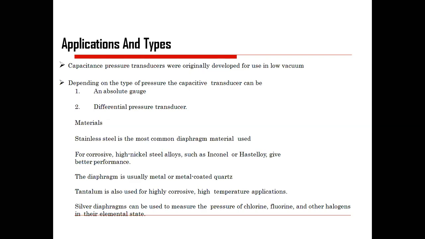But when we are using this as a capacitive or change in capacitive type of sensor, in that case we have to consider that metal or metal quartz can be used as a diaphragm, or for designing that particular movable plate, and that particular movable plate is actually acting as a diaphragm. So tantalum is also used for highly corrosive, high temperature applications.